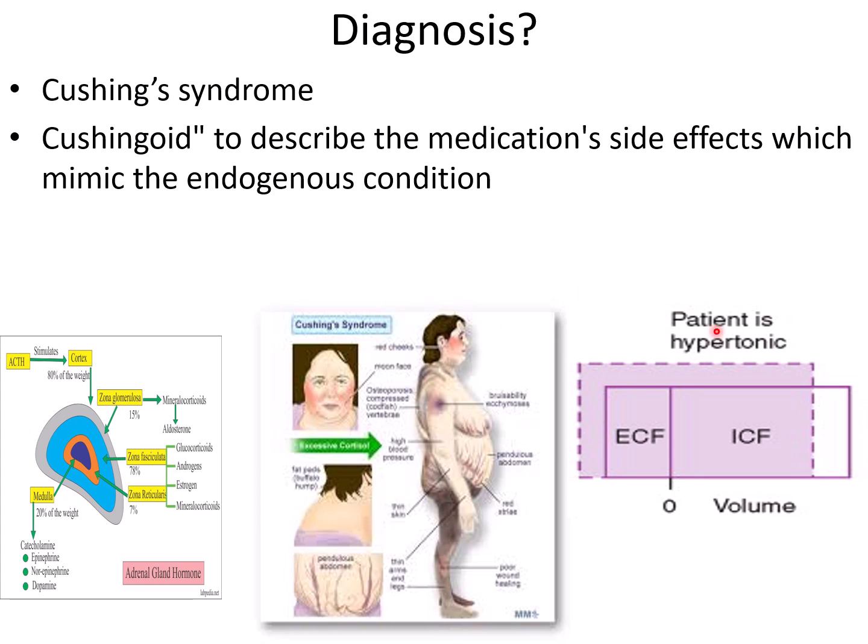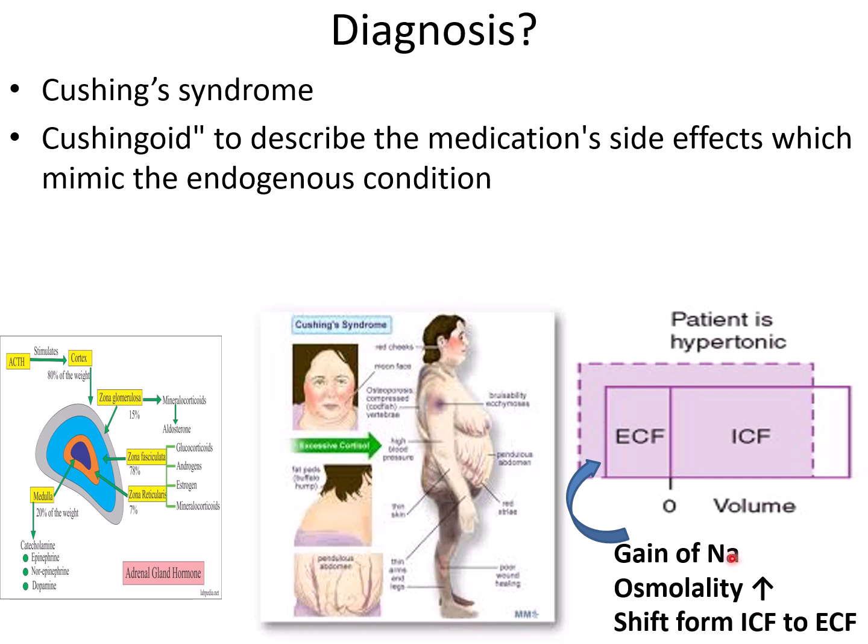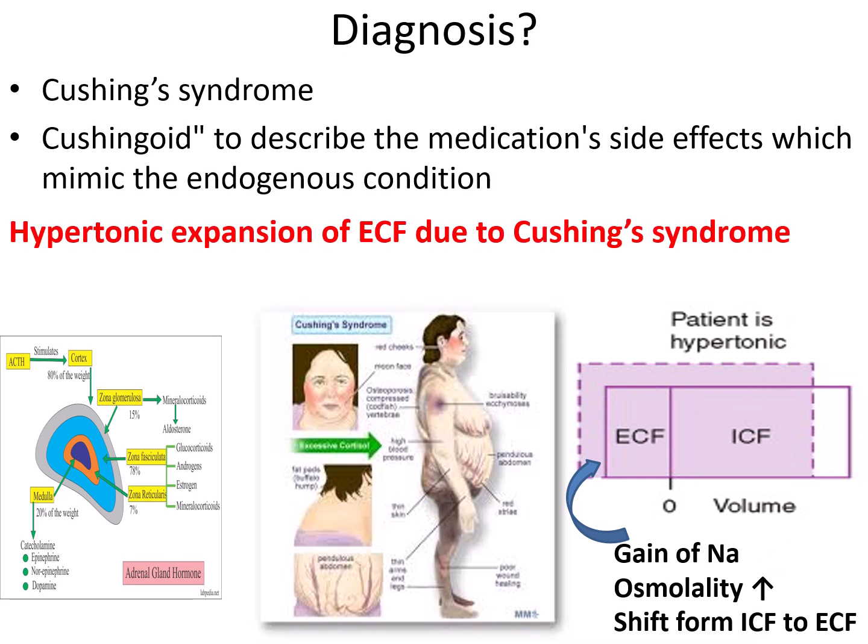Okay. So what happens here is there is expansion of the extracellular fluid because of gain of sodium. This gain of sodium is because of increased cortisol and increased aldosterone, which causes increased reabsorption of sodium. So this increases the osmolality of the extracellular fluid. Because the osmolality of ECF is increased, there occurs fluid shift from intracellular compartment to extracellular compartment. So this is a case of hypertonic expansion of ECF due to Cushingoid syndrome, because the patient is given long-term steroid treatment.